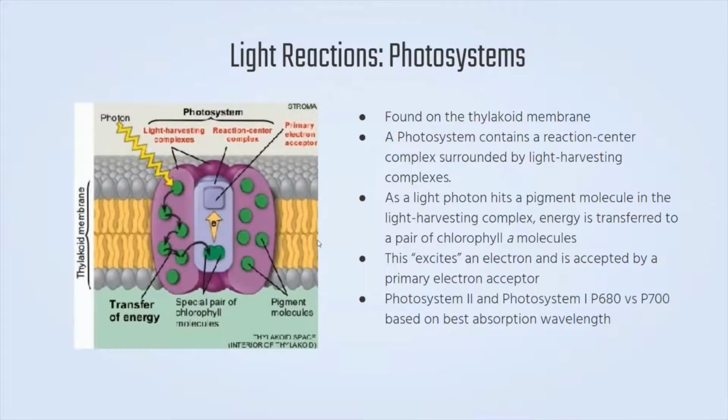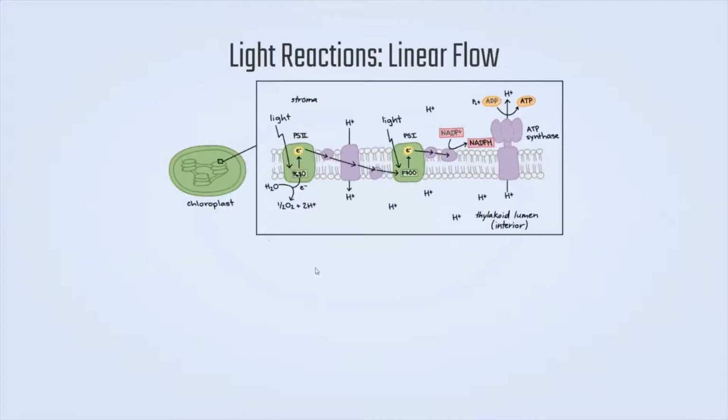And there are two photosystems used in the light reactions, known as photosystem 2 and photosystem 1. And photosystem 2 will actually occur first, whereas photosystem 1 will come later. The 1 and 2 simply tell you the order in which they were discovered. And photosystem 2 is also called P680, which is the light that it can best absorb, 680 being the wavelength in nanometers. And photosystem 1 will be P700 based on the best absorption wavelength. In the light reactions, there will be a linear flow of electrons.